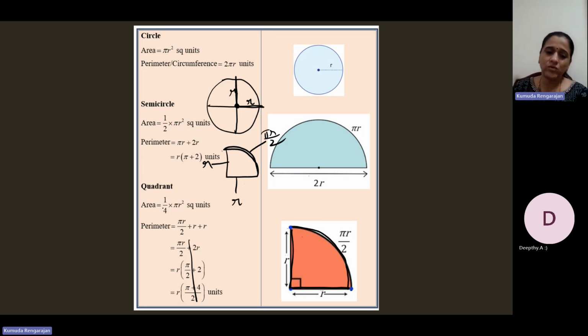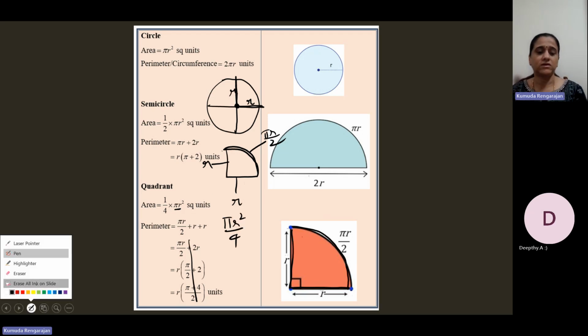Area is 1/4 the area of a circle. Pi r square is for a circle. 1 by 4 into pi r square is the area of a quadrant, or you can say pi r square divided by 4.